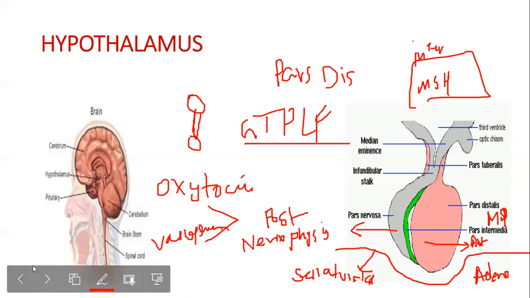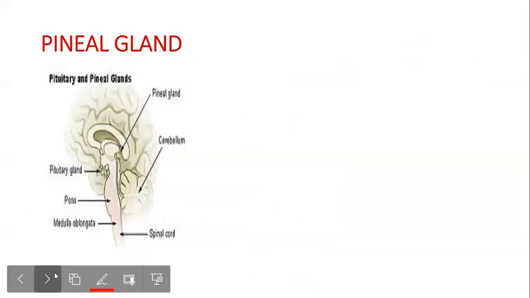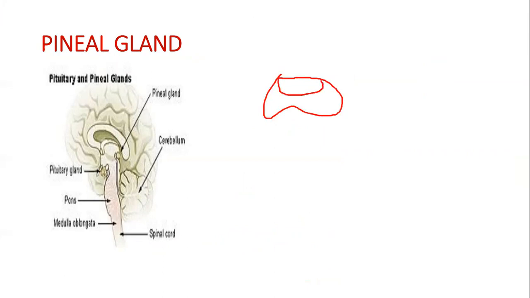Now, let us talk about the pineal gland. The pineal gland is basically situated on the dorsal part of the forebrain, and it releases a hormone called melatonin.